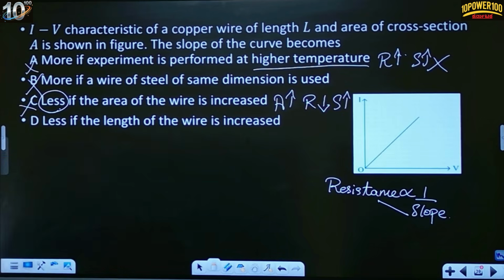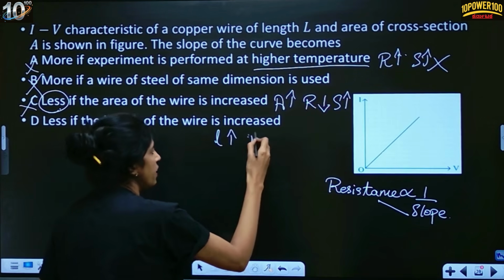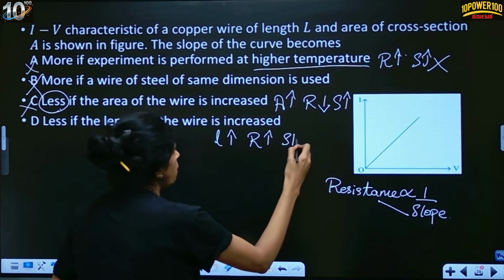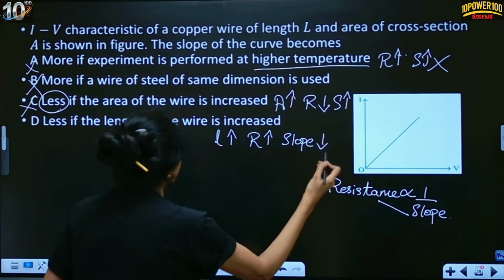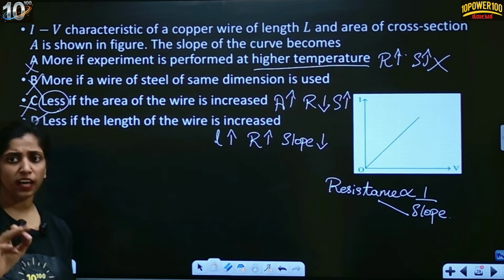Then the last option, less if the length of the wire is increased. Okay, if I increase the length, resistance also increases. So what happens to slope? Slope will decrease. Yes, so therefore option D is the correct option. Okay, I hope you understood.